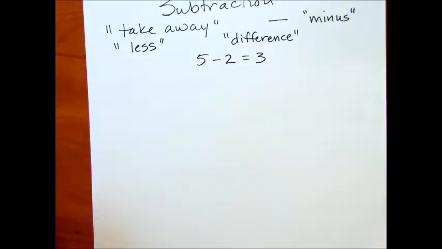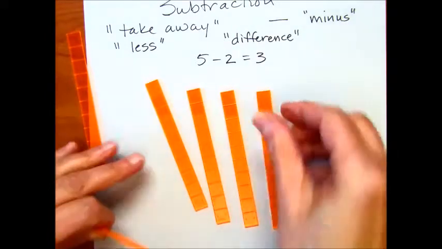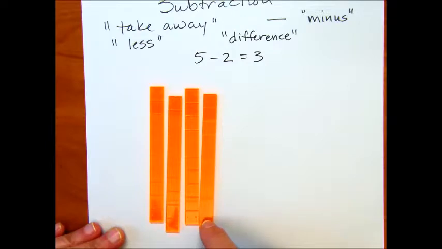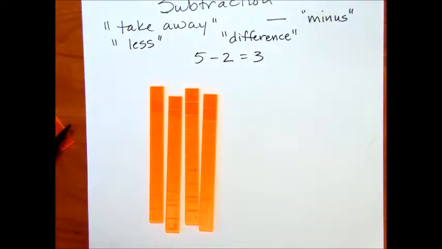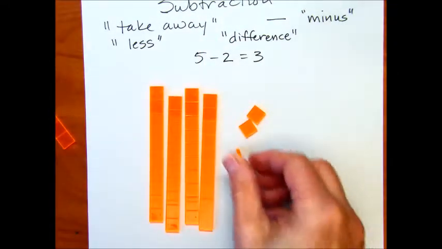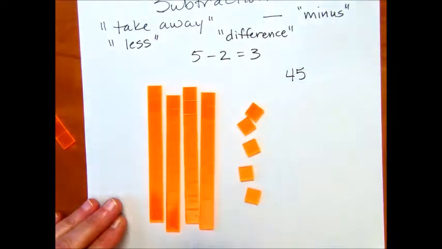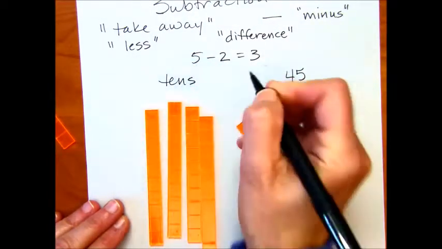So let's just say that we have 4 tens and 5 ones. So here's 4 tens. These are my tens because if you were to see, these rods are made up of 10 sections, and so each rod represents 1 ten. So here's 5 units. Okay, so here we have 45 because I have tens and ones. I'll write up here tens and here ones.